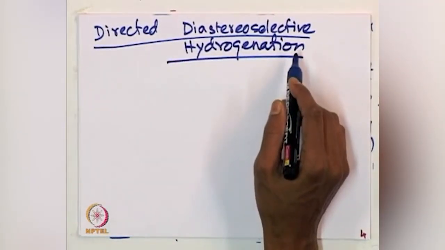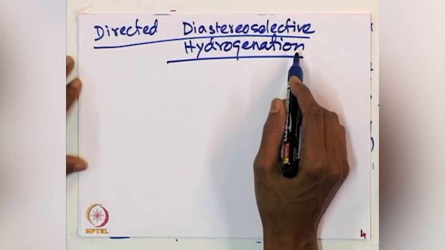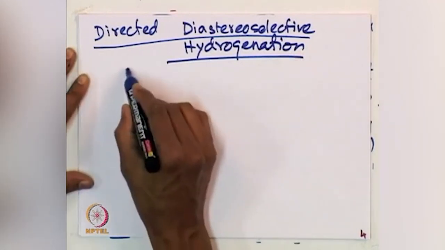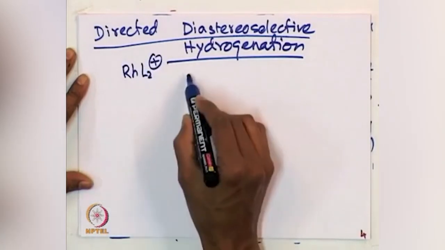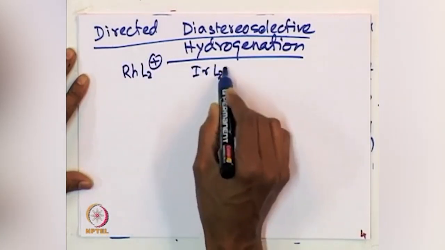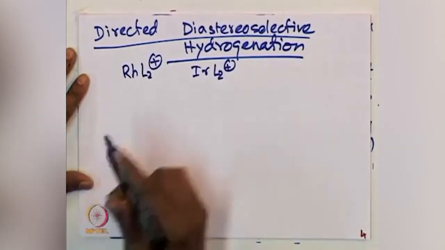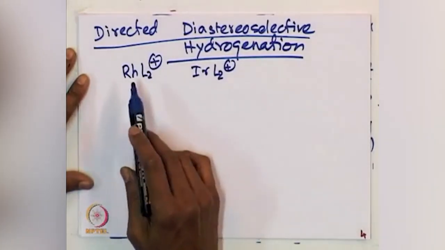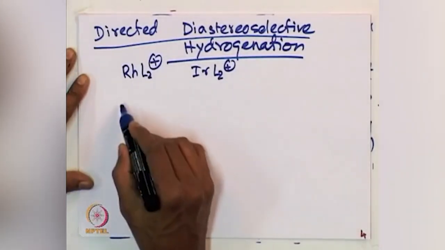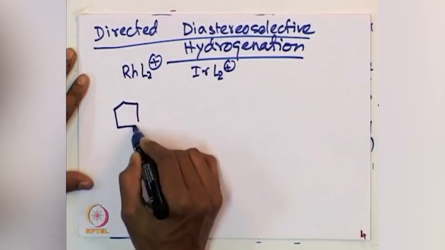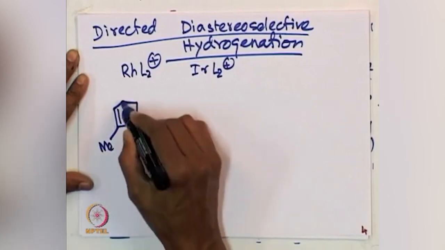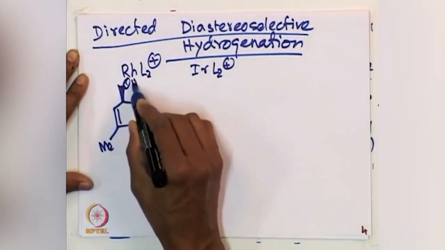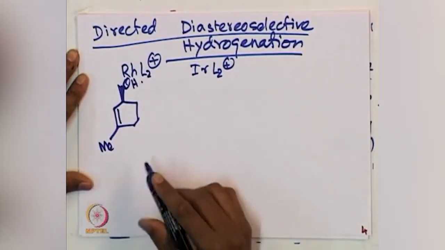Now, of course, the good catalyst for this purpose is always going to be your Stock-Osmond catalyst or even the Crabtree's catalyst, right. These can be used to quite good effect. The directed diastereoselective hydrogenation usually means that you have a directing group in the substrate itself, which has a chiral center. For example, over here, this is the one which will be useful.